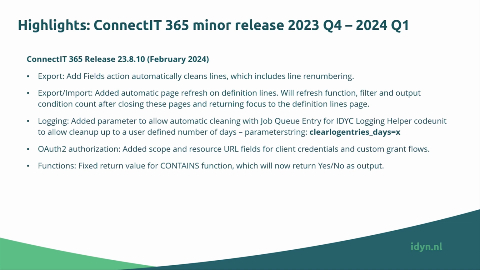Next up, we have the OAuth2 authorization for the client credential and custom command flows. We've added two fields, the scope and the resource URL, which are now available for those types of authorizations. And lastly, we have fixed the contains function, which did not give any output back, and which now returns the correct output with yes or no, depending on if the field contains the value that we search.